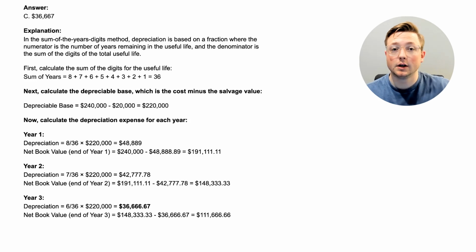That means in the first year, you still have 8 years of depreciation left. So that would be the numerator. And the denominator is the sum of the digits of the total useful life. So what does that mean? The sum of the years digits is this.